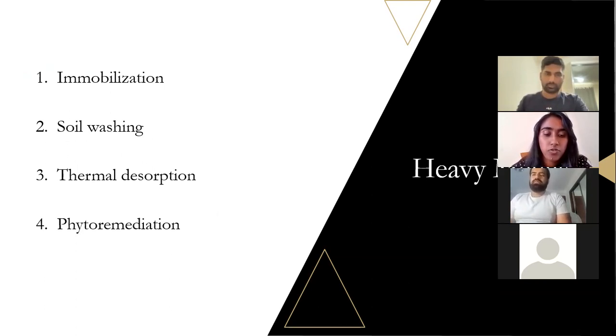Soil washing is used for physical separation or chemical extraction procedures, or a mix of the two, that are used to separate toxins in the soil from non-contaminated soil particles. Thermal desorption is a method based on pollutant volatility and involves heating contaminated soil with steam, microwave, or infrared radiation.